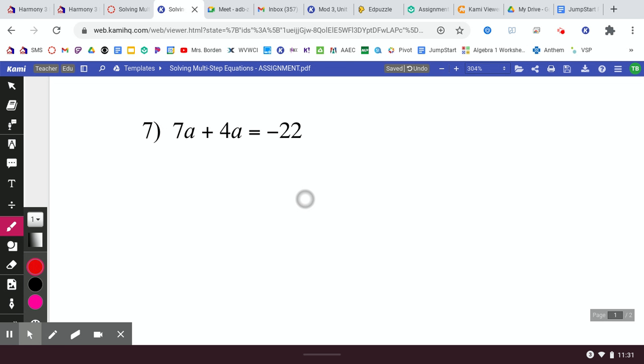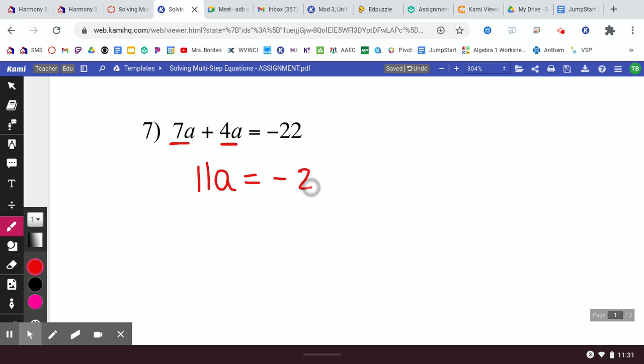The what? Well, the 22 is over there by itself. If you look at the left side of the equation, do you have two A's that you can combine? Yeah, there you go. So we got 7 and 4, and what's 7 plus 4? 11A. Good. And that's just like saying 7 apples and 4 apples is 11 apples. 7 A's and 4 A's is 11 A's.